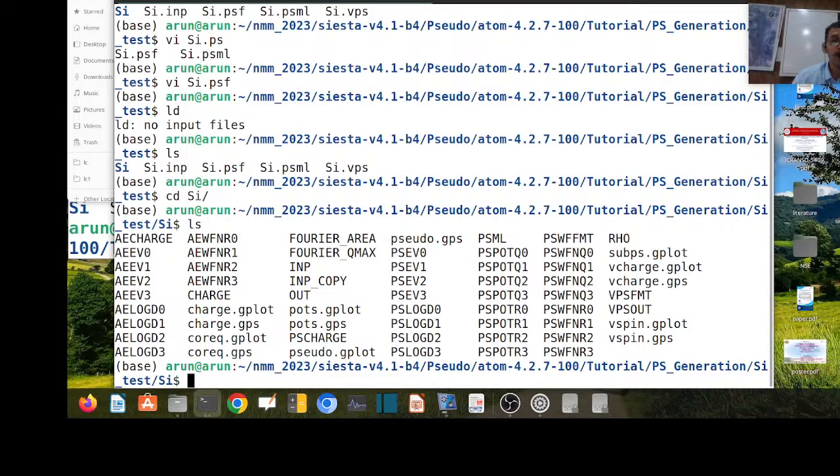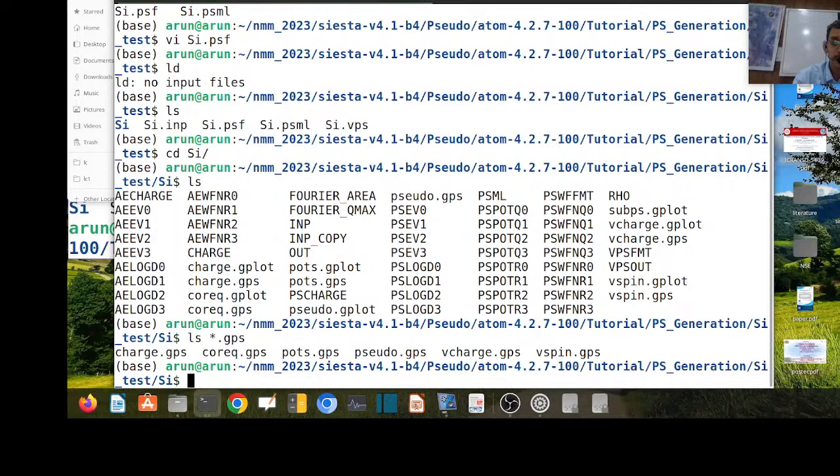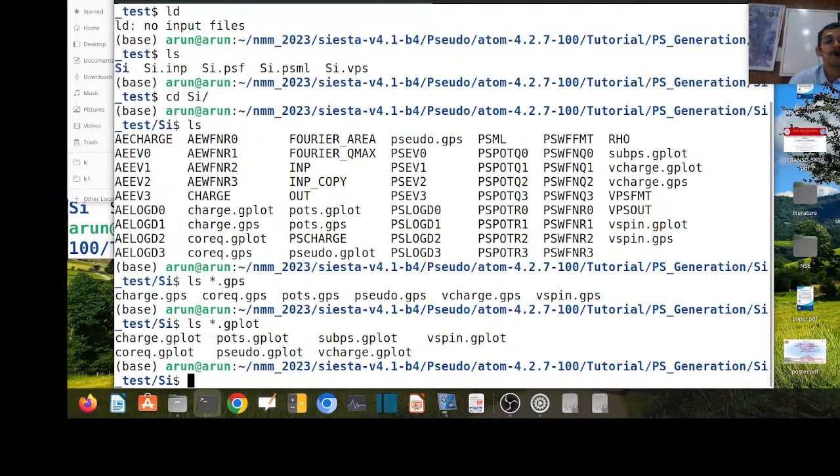These are the GNU plot scripts. ls star dot gps. These are the GPS scripts, and there are also gplot scripts. So we have to run these.